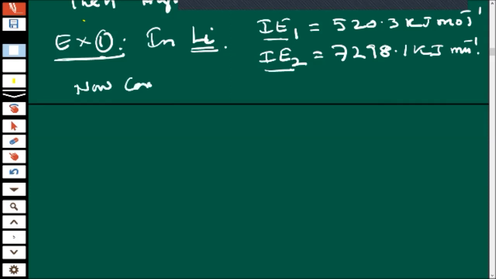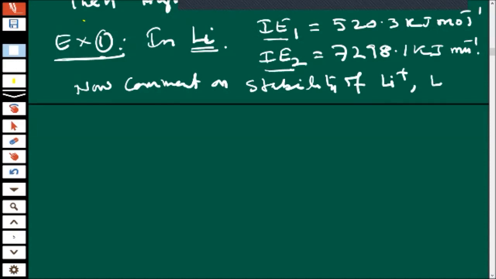Now comment on the stability. First ionization energy removed means it will become Li+, and second electron removed means it will become Li+2. Now comment. Come on, start. Your time starts now. Keep on doing the calculation and tell me.